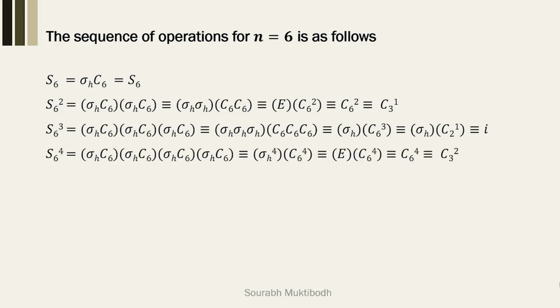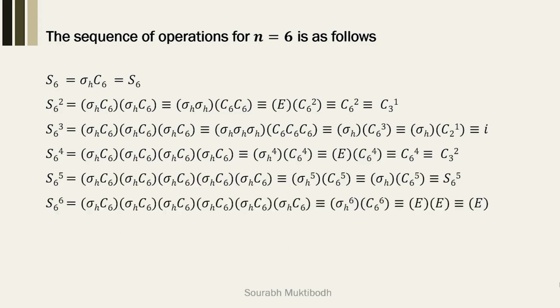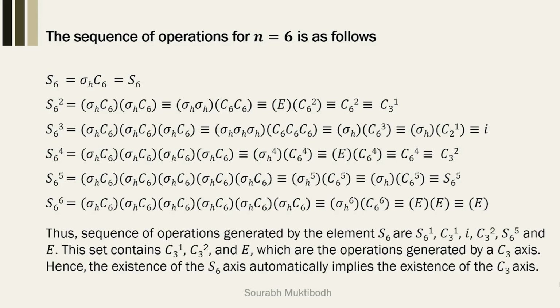Similarly, if we talk about S6^4, that goes to equivalent to C3^2, S6^5 remains S6^5, and S6^6 goes to E. So an S6 axis is actually generating two genuine symmetry operations. They are S6^1 and S6^5. Others are manifested in different terms, so they are not considered separately. The sequence of operations generated by S6 are S6^1, C3^1, i, C3^2, S6^5, and identity.